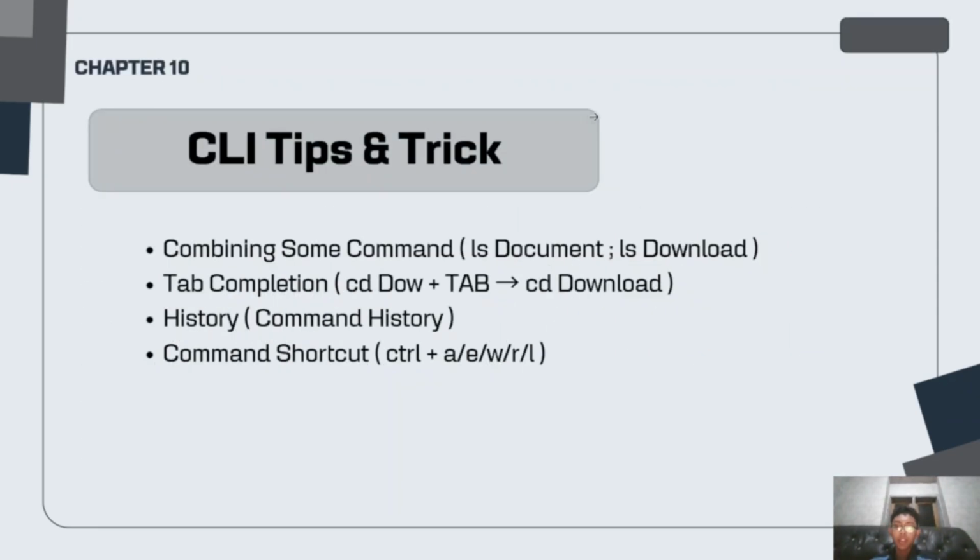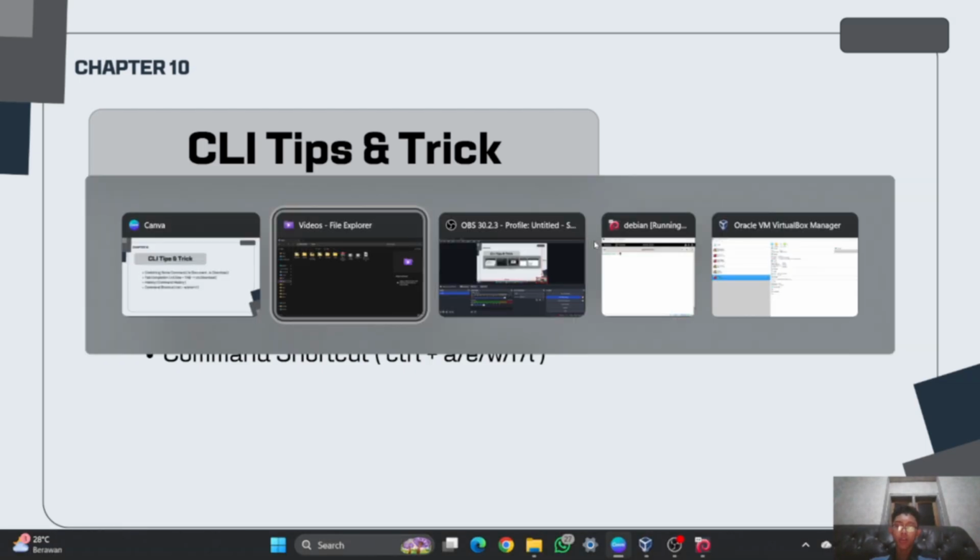So in chapter 10, which is CLI tips and tricks, I will practice and give you some presentation about combining some commands, tab completion, history, and then command shortcuts. For the first one, combining commands means combining two or more commands in one run, one command line, or one syntax.